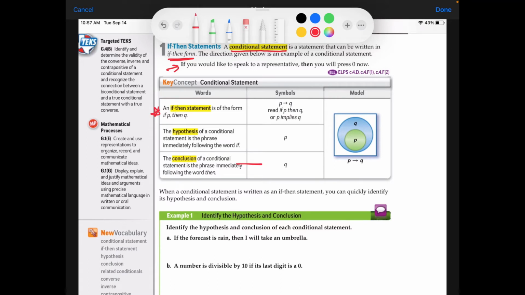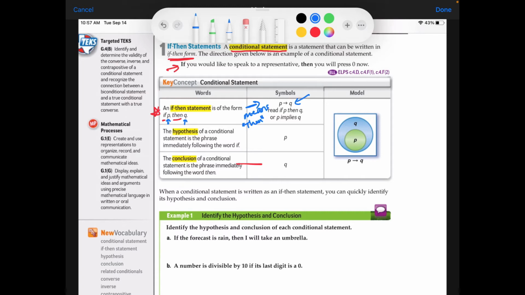Everything that is after the word if, we use the letter P to represent it. Everything after the word then, we use the letter Q to represent that. The arrow means the word then. So we would read this as if P then Q, or P implies Q. So the arrow can also mean implies.